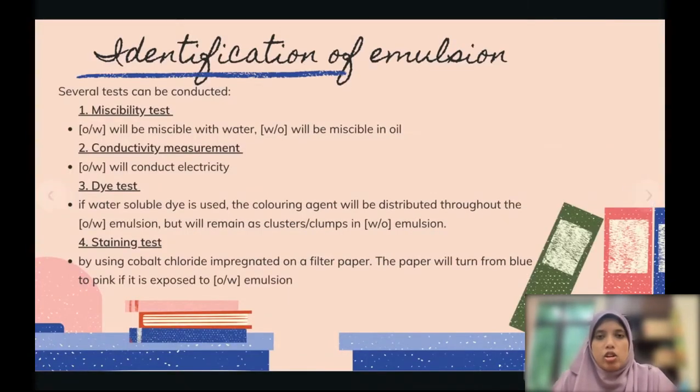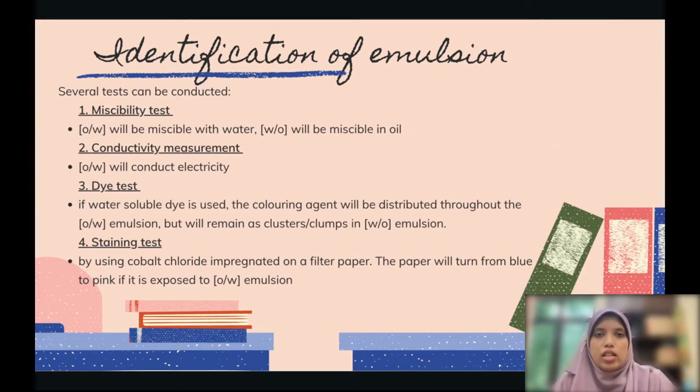The identification of an emulsion can be done through 4 different tests: miscibility test, conductivity measurement, dye test, and staining test. So in the miscibility test, basically we will add or try to dilute the emulsion with either water or oil. So if it's an oil in water emulsion, it will be easily miscible with water, and if it is a water in oil emulsion, it will be easily miscible in oil.